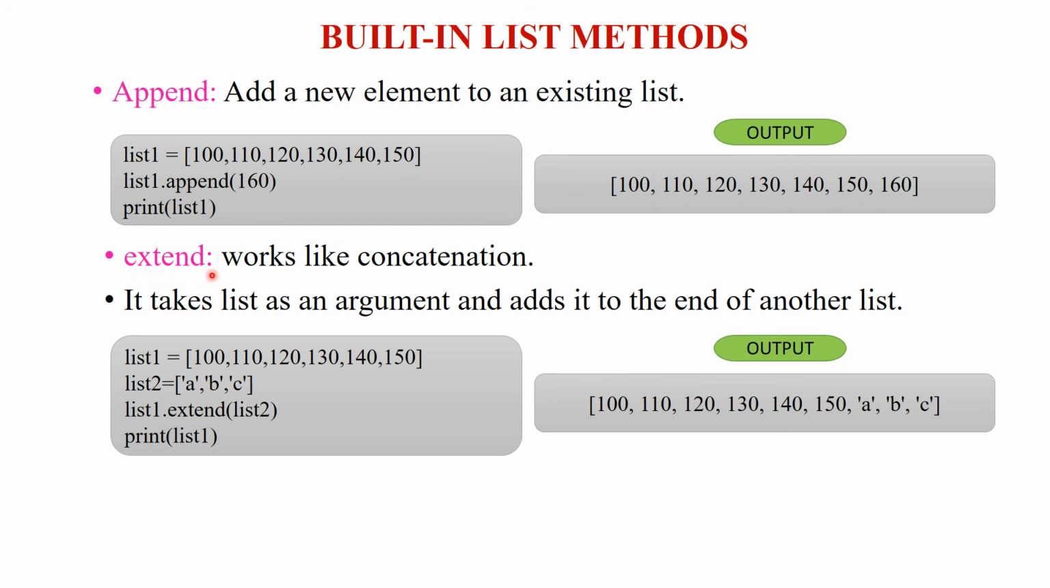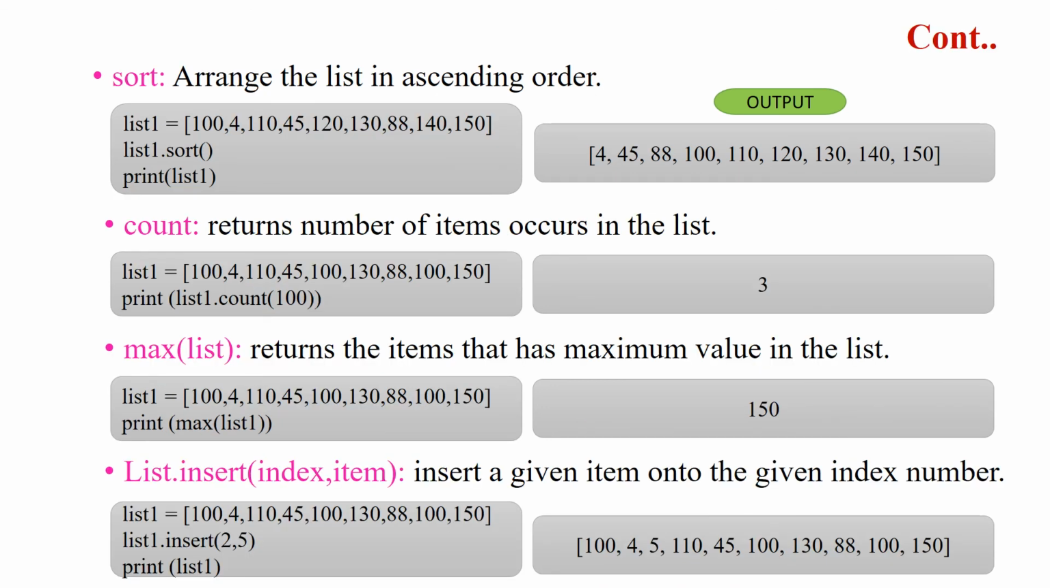Extend works like the concatenation. It takes a list as an argument and adds it to the end of the other list. See, I have list 1 and I also have list 2. Now what I am going to do is extend list 1, list 1 dot extend of list 2. So after 150, A, B, C will be printed. Then the sort function is to arrange the list in ascending order.